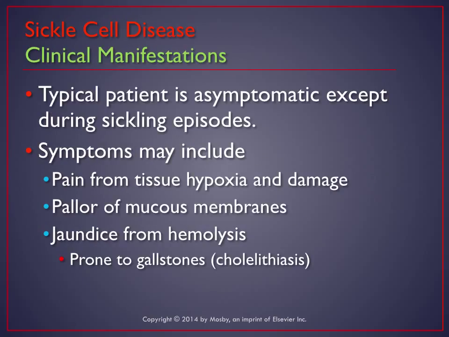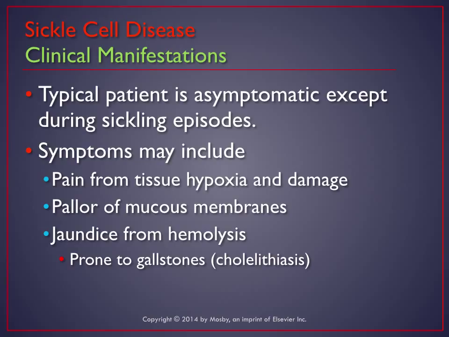Typical patient is asymptomatic except during sickling episodes. The effects of sickle cell disease vary greatly from person to person, and the severity may be due to the genetic influence, the kind of sickle disease in the genes. So many people with sickle cell anemia are in reasonably good health the majority of the time. However, they may have chronic health problems and pain because of organ tissue hypoxia and damage. And usually the vital organs which might get damaged are kidneys or liver.